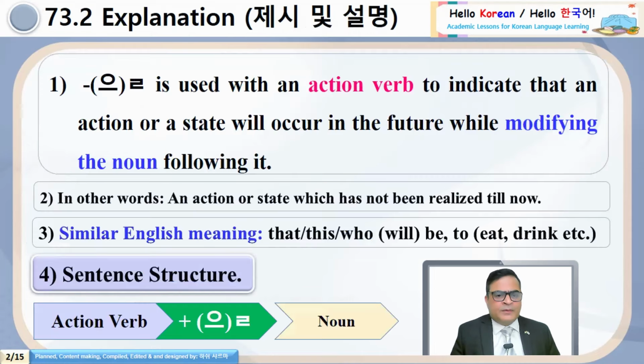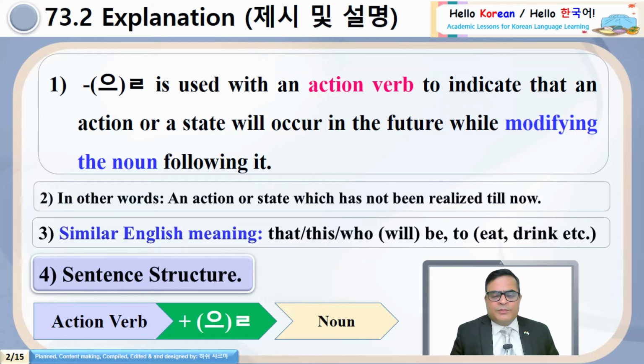Coming to the explanation part, -ul is used with an action verb to indicate that an action or a state will occur in the future while modifying the noun following it. This is the main point of this grammar. This is the reason it is also called the future tense noun modifier. In other words, we can say an action or state which has not been realized till now. Similar English meaning: who will be, or to eat, to drink, to read, to study, like this.